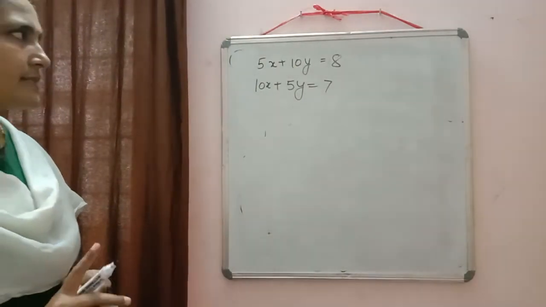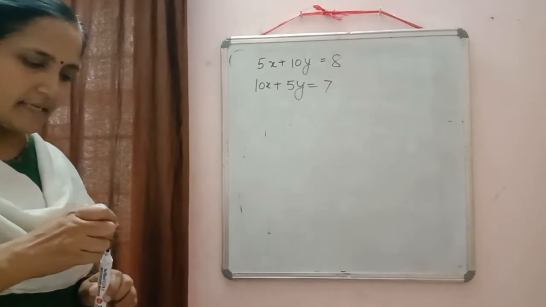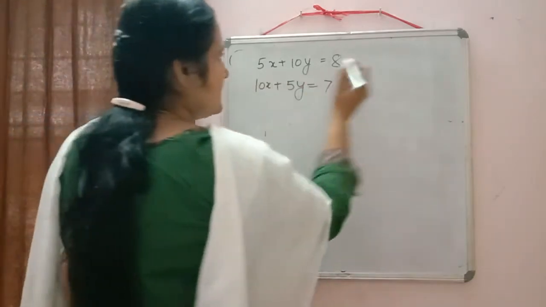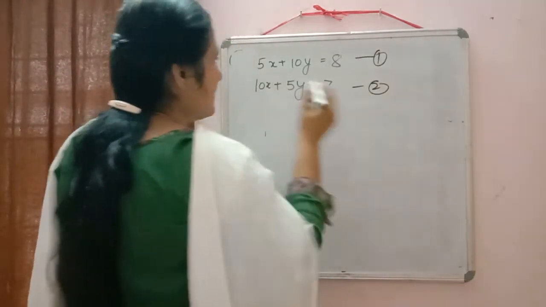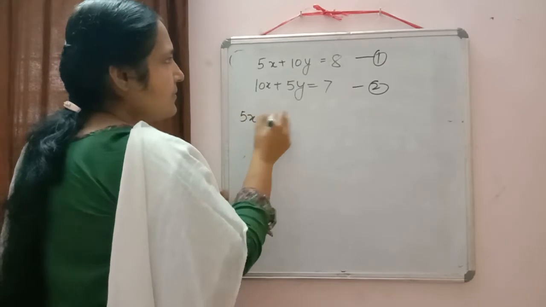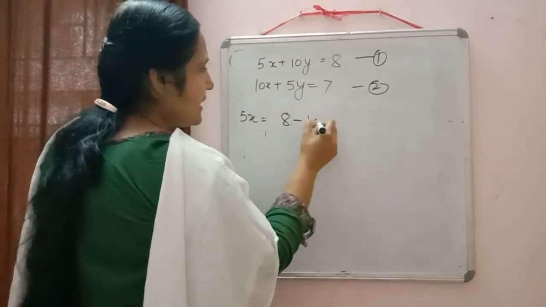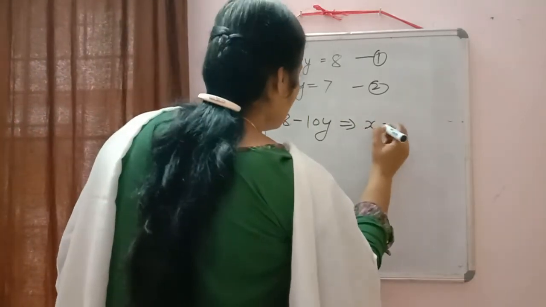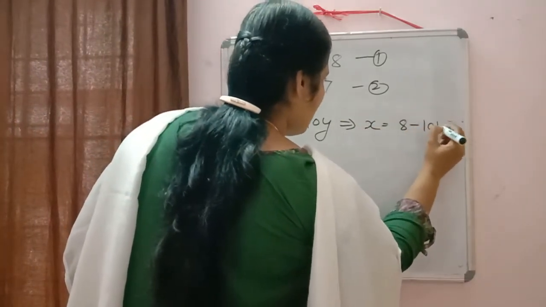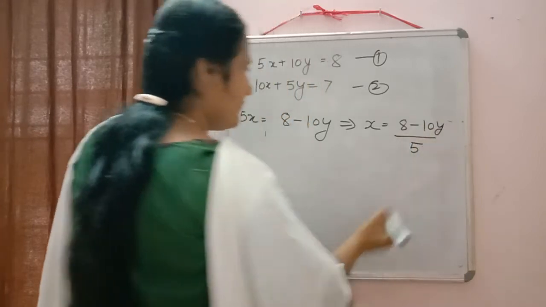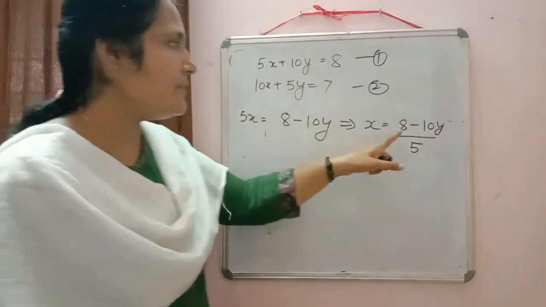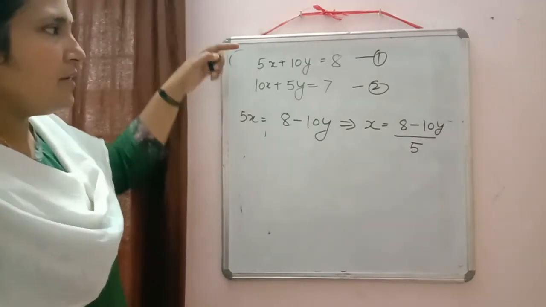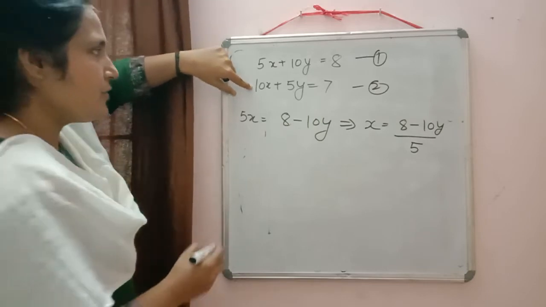So it depends on us which one we want, that we can change. Suppose I am writing from the first equation, 5x is equal to, can be written as 8 minus 10y from equation 1. Then we will get x is equal to 8 minus 10y divided by 5. Now we will substitute in equation number 2.